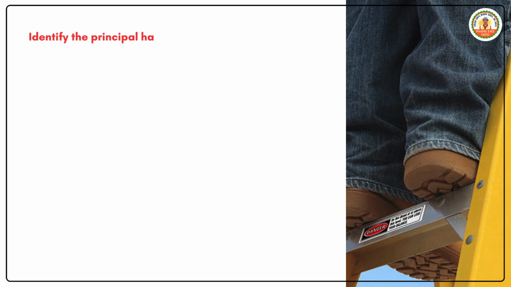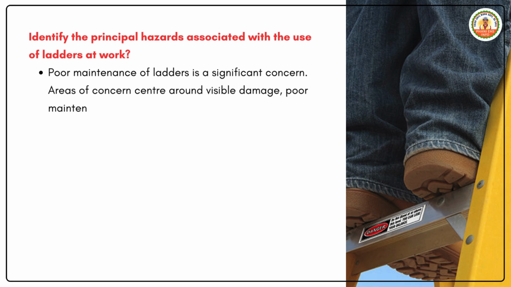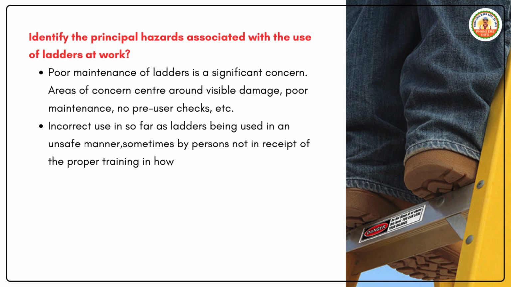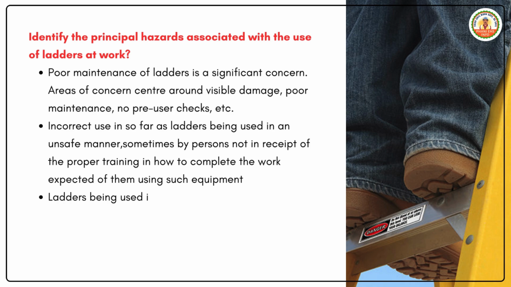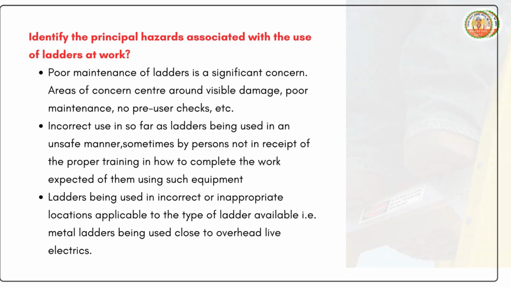Identify the principal hazards associated with the use of ladders at work. Poor maintenance of ladders is a significant concern. Areas of concern center around visible damage, poor maintenance, no pre-use checks, etc. Incorrect use, insofar as ladders being used in an unsafe manner, sometimes by persons not in receipt of the proper training in how to complete the work expected of them using such equipment. Ladders being used in incorrect or inappropriate locations applicable to the type of ladder available, i.e. metal ladders being used close to overhead live electrics.